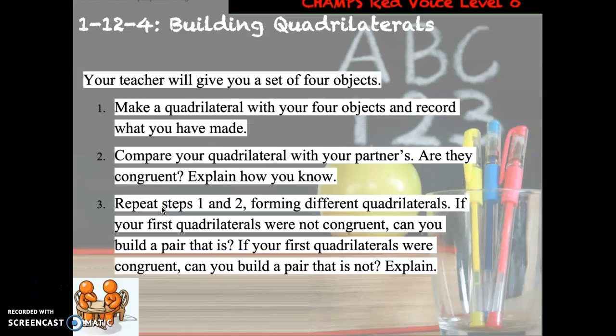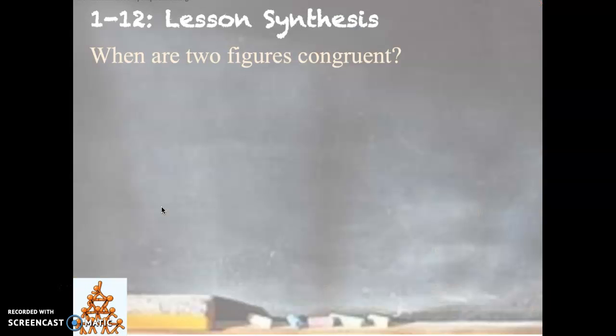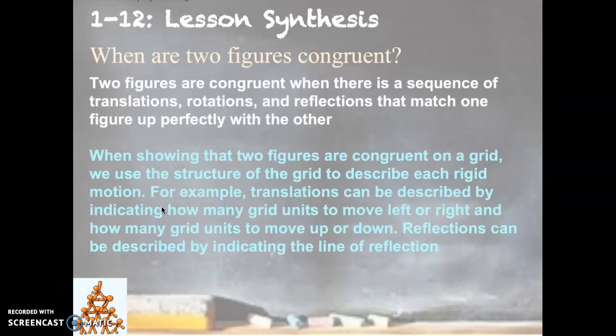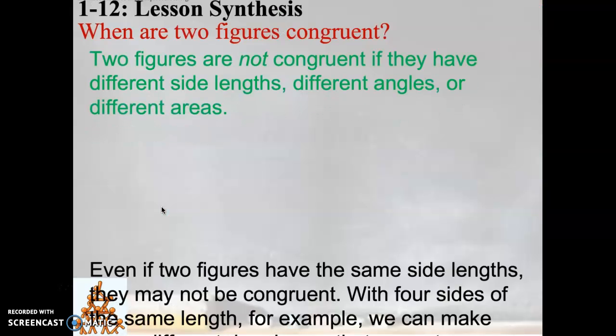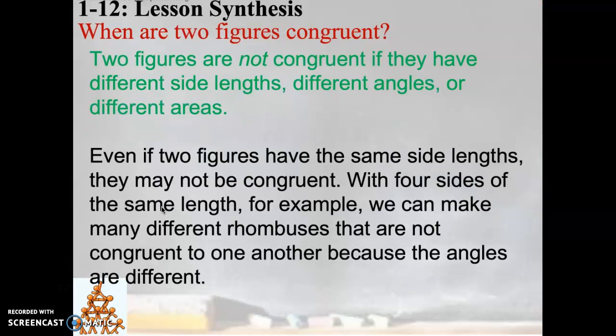All right, a couple of things that we wanted to build on is understanding that two figures are congruent if a sequence of transformations happens. If they're not congruent, you are stating why they're not congruent, okay? Two figures are not congruent if they have different side lengths and different angles or different areas. It has to be the same.